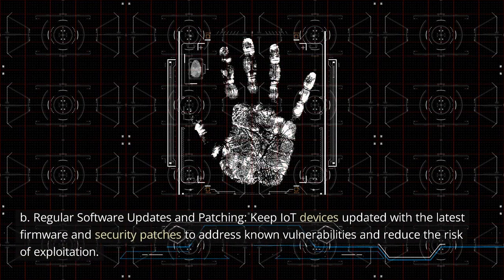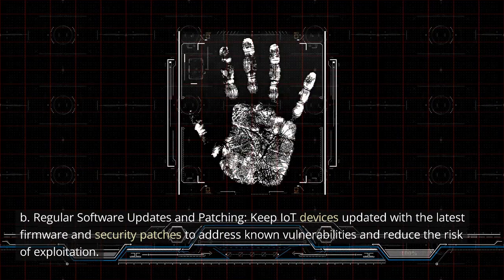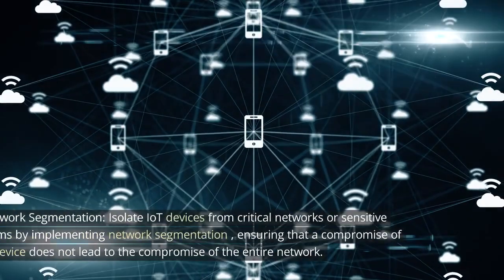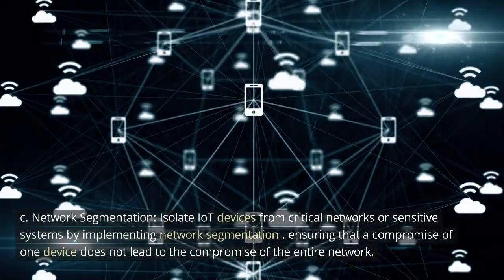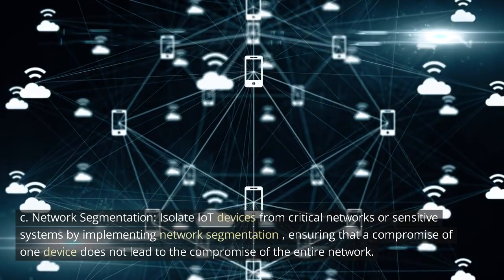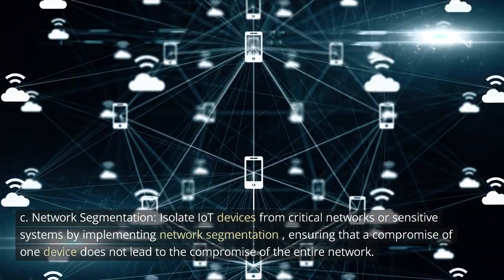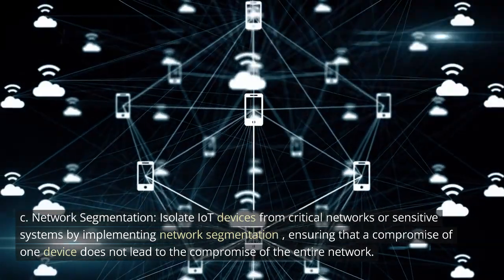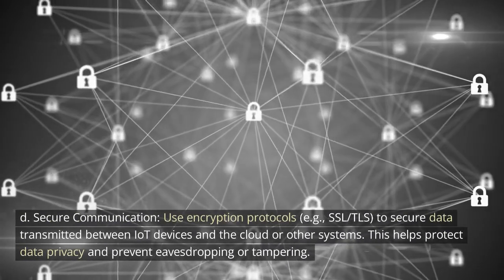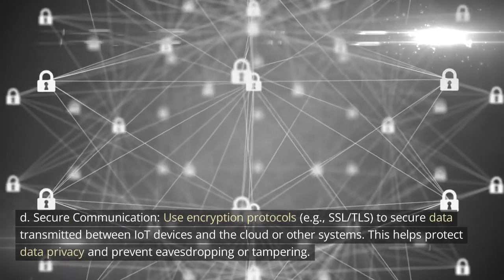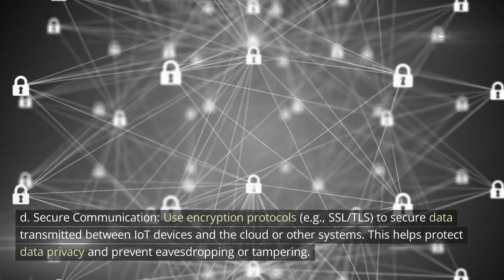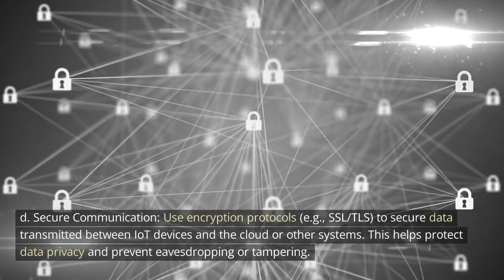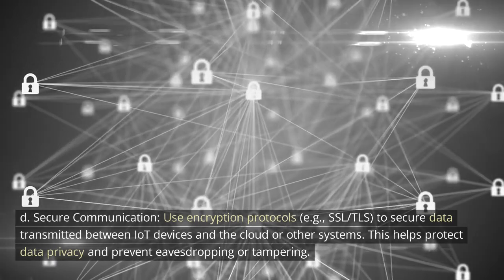Keep IoT devices updated with the latest firmware and security patches to address known vulnerabilities and reduce the risk of exploitation. C. Network segmentation. Isolate IoT devices from critical networks or sensitive systems by implementing network segmentation, ensuring that a compromise of one device does not lead to the compromise of the entire network. D. Secure communication. Use encryption protocols, for example, SSL/TLS, to secure data transmitted between IoT devices and the cloud or other systems. This helps protect data privacy and prevent eavesdropping or tampering.